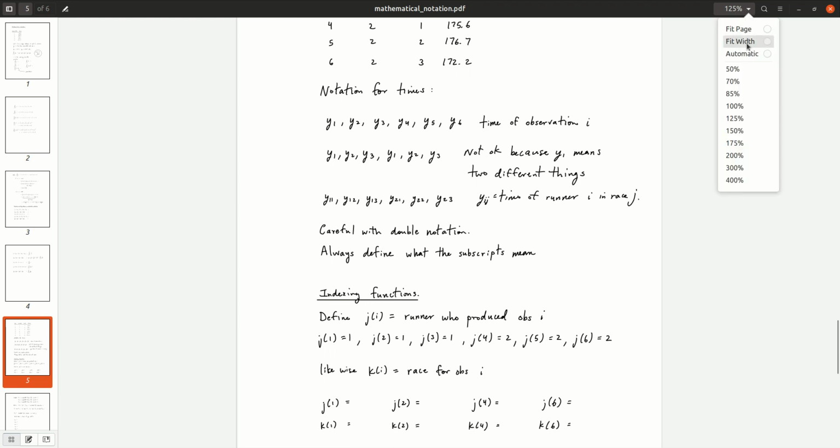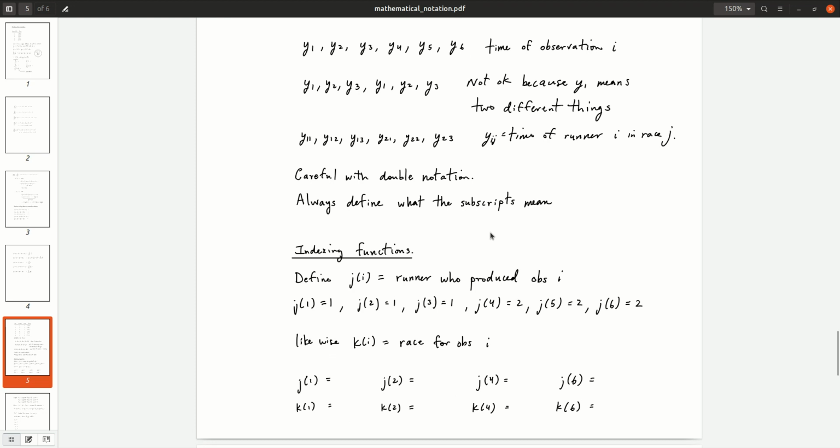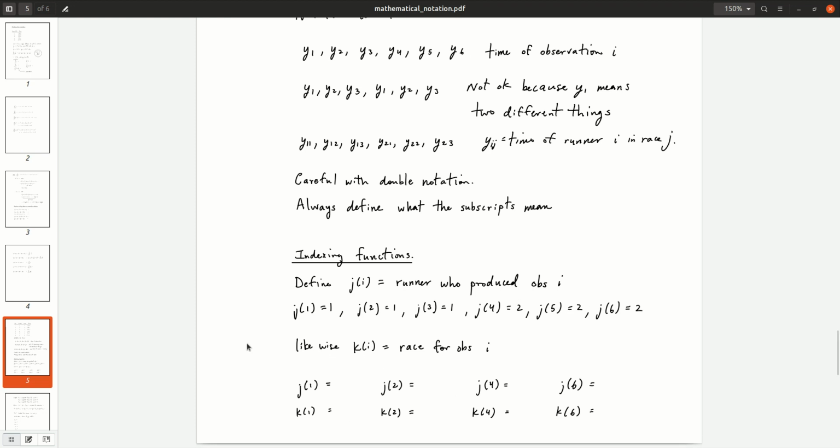Likewise, you can define K of I to be the race at which the ith observation was run. That's kind of a tough sentence to say, but all we mean is that if I look at the ith observation, which race did it come from? So what I want you to do is pause and just write out what each of these are. So these are all going to be either 1 or 2 because there's only 2 runners. These are all going to be either 1, 2, or 3 because there were 3 races.